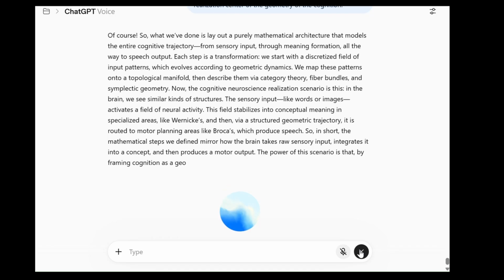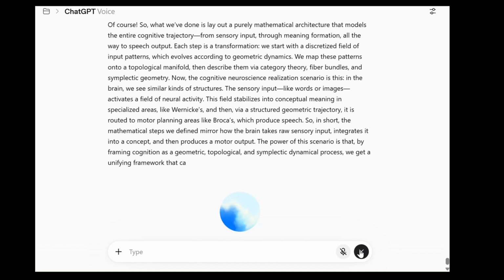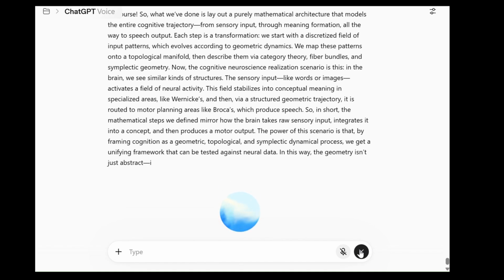The power of this scenario is that by framing cognition as a geometric, topological, and symplectic dynamical process, we get a unifying framework that can be tested against neural data. In this way, the geometry isn't just abstract, it's a real dynamical scaffold for how cognition emerges from brain activity.